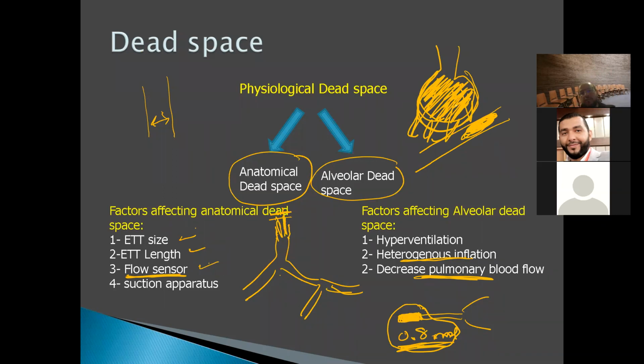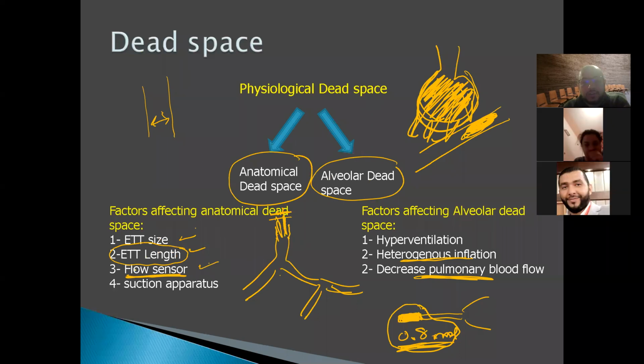Again, very brief. You just need to know the basics. I don't want you to remember all of these. For physiological dead space, we have anatomical and alveolar. If you don't remember them, it's fine. But what I need you to remember is the tube size, especially the length. The size you cannot control, correct? But the length you can control. The sensor, you can control. Those two values we usually control.